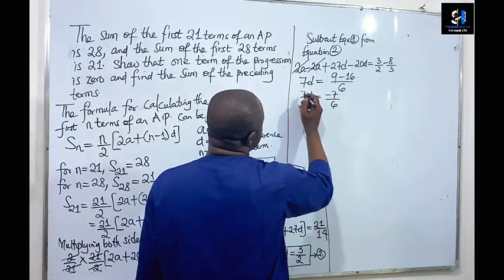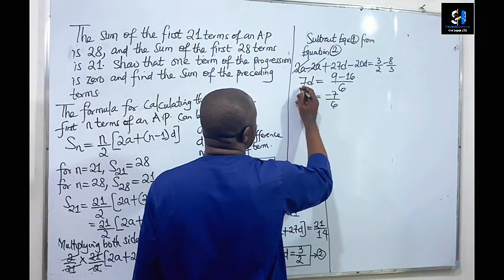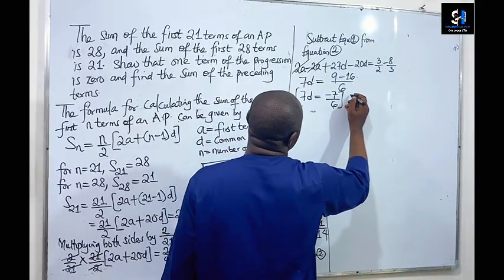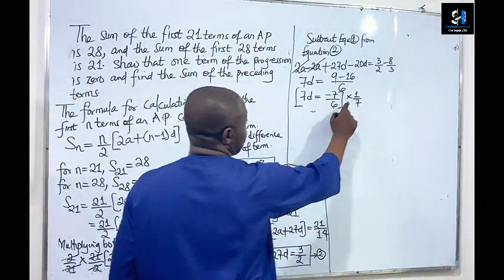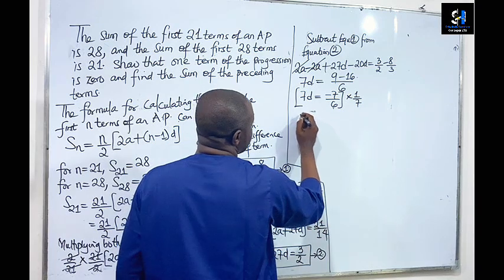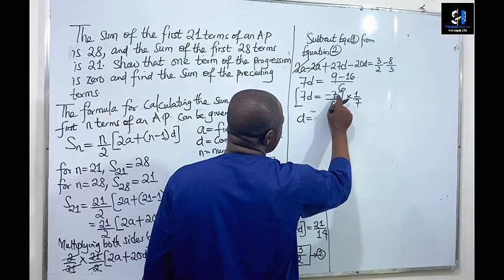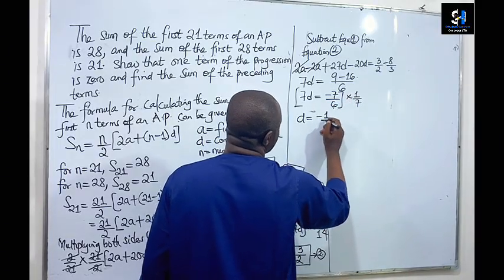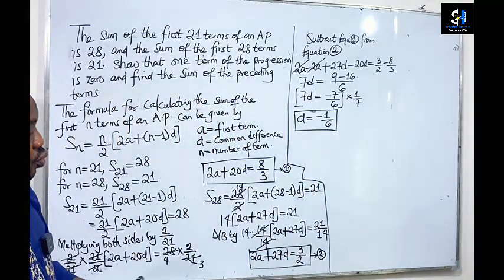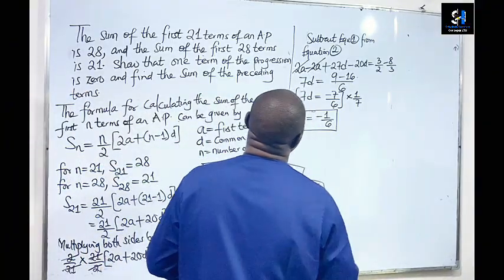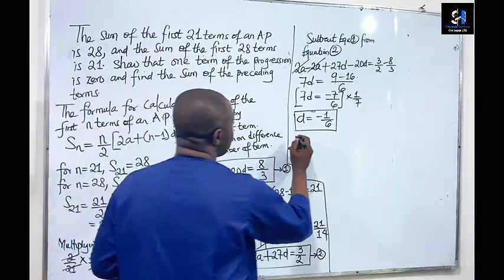In this case, I'm going to multiply the equation by 1 over 7. So 1 over 7 times 7d will be d, and negative 7 over 6 times 1 over 7 will be minus 1 over 6. So the common difference is equal to minus 1 over 6. Now we also need the first term, so let's calculate the first term.